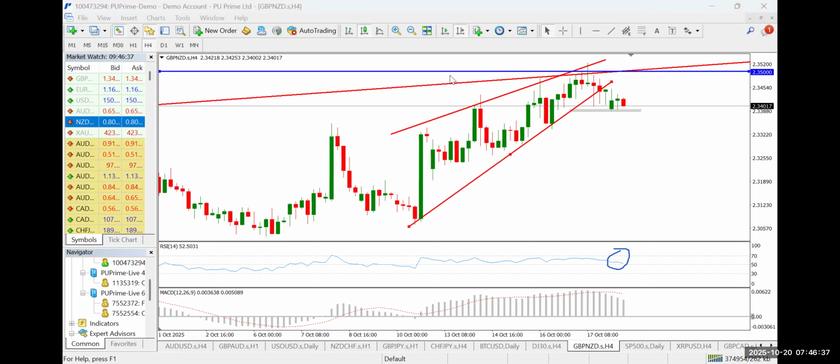You're distracting the class. Now, if a new candle opens below here, then we will see the free downward movement on the GBPNZD. So we're bearish on the GBPNZD.